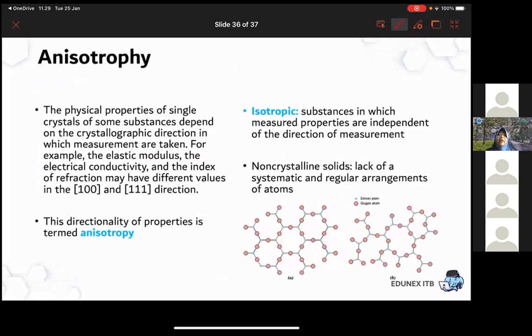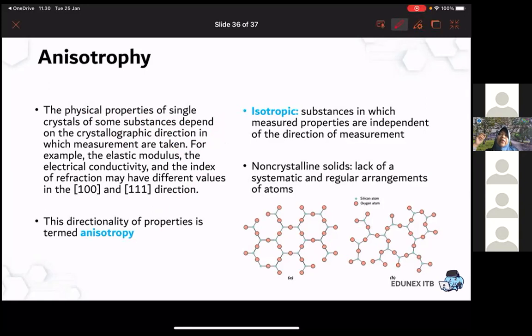Okay, and then you also need to know the concept of anisotropy. Anisotropy is actually in some cases the properties of the material are a function of direction. Usually in polymers, ceramics, or fibers, they have different properties with different directions. Why? Because it is related to its crystal structure. So the physical properties of a single crystal in some substances depend on the crystallographic direction in which the measurements are taken. If you have a single crystal with some atom arrangement, the physical properties in this way and in another way would be different.